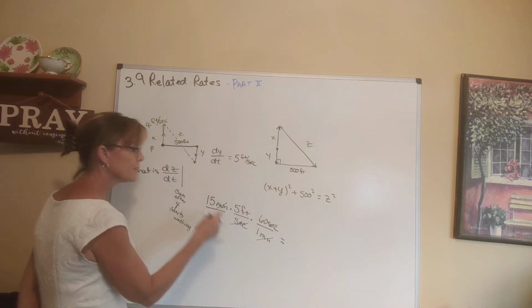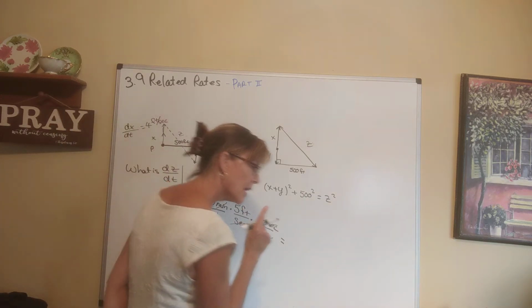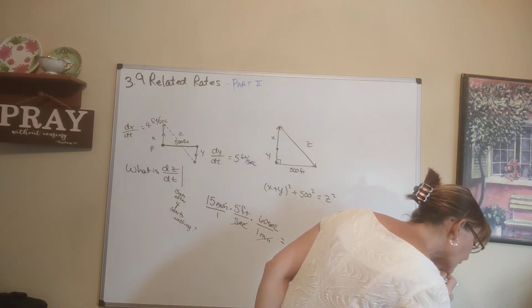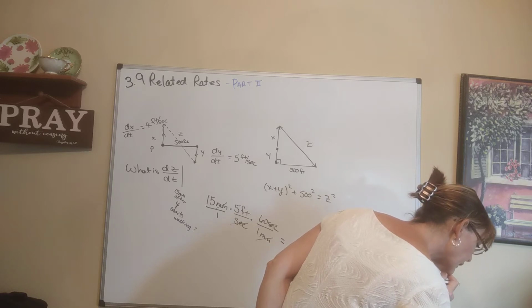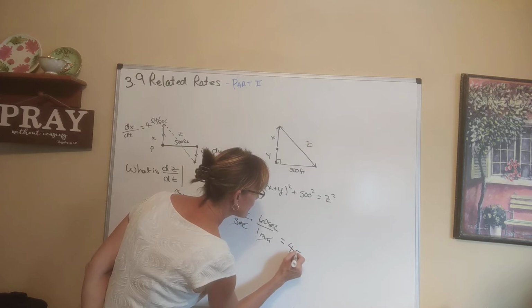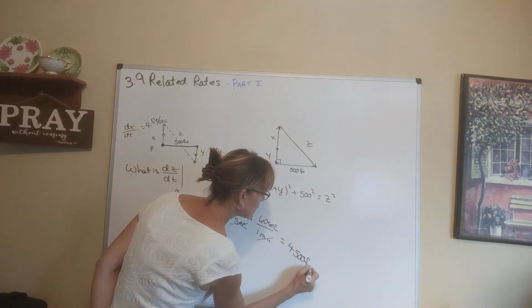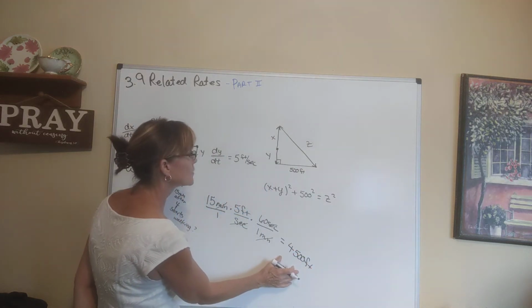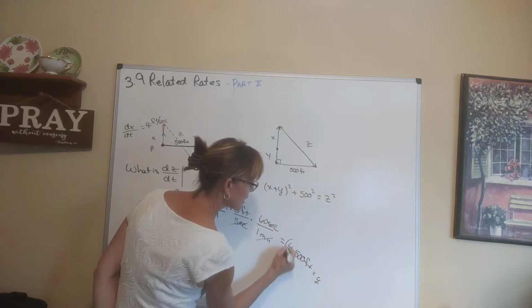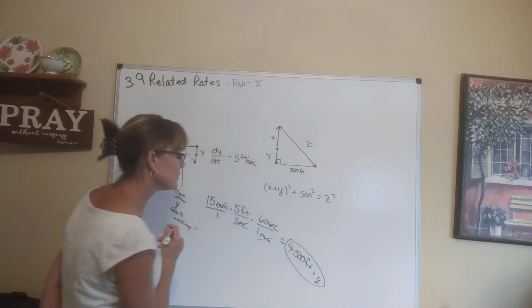So 15 times 5 times 60 ends up being, let's see, what did I figure out she was? Where did I do that? Yeah, right there. 4,500 feet. She has traveled 4,500 feet. All right, so this is y. That's what y is at this point in time. So we're just going to hang on to that. I might have to erase it to make more room.